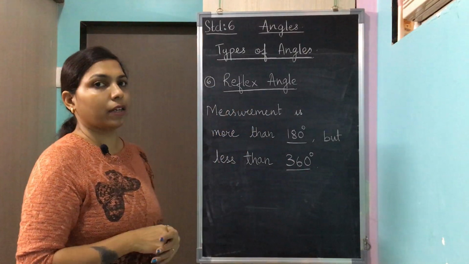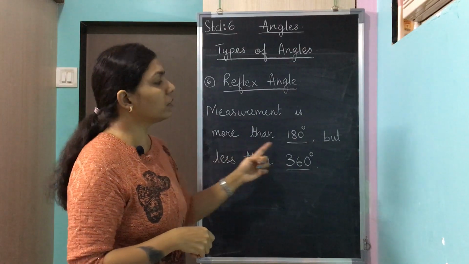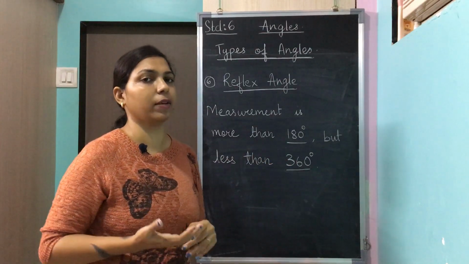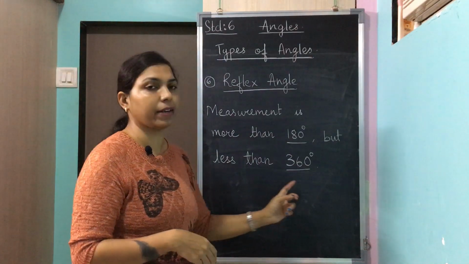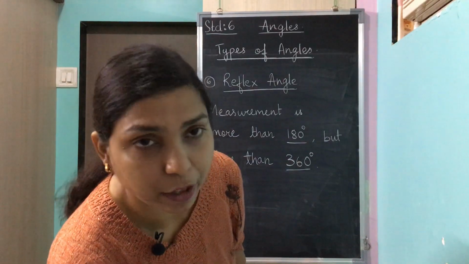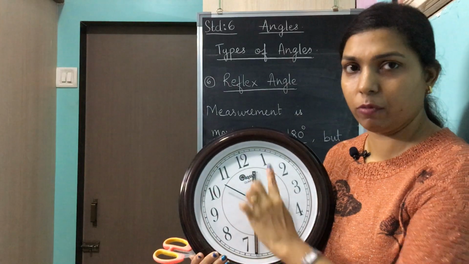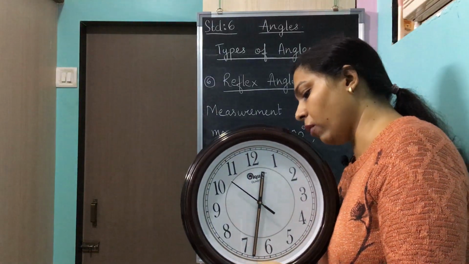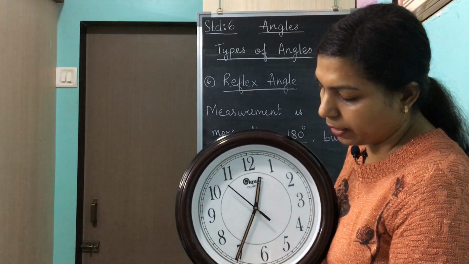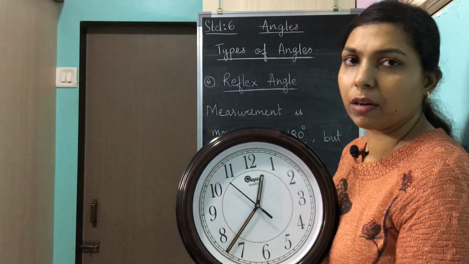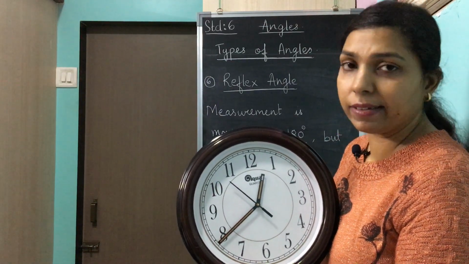Your next type of angle is called a reflex angle, wherein the measurement is more than 180 degrees. If you take the measurement of the angle, it is more than 180 degrees, but it is less than 360 degrees. Let us see that on the clock. Now over here you have a straight angle which is 180 degrees. Now if I am moving the clock's arms like this in this direction, it is going more than 180 degrees, and it is less than 360.